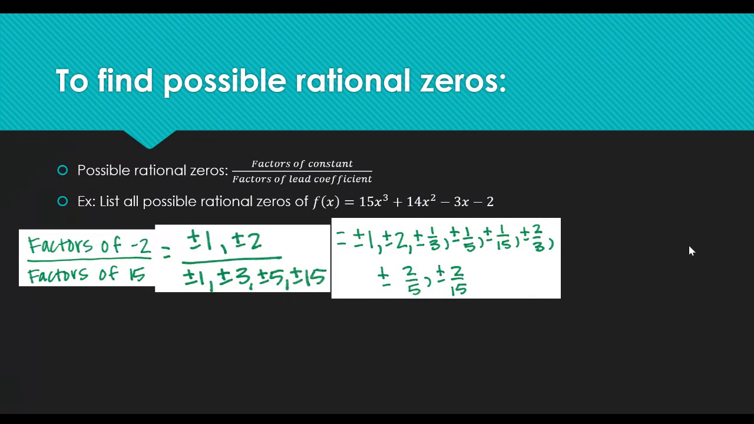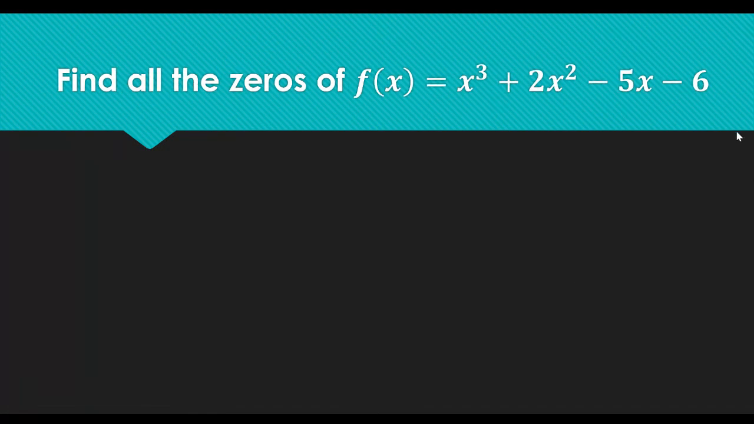So that brings us to actually finding all the zeros. Find all the zeros of f of x equals x cubed plus 2x squared minus 5x minus 6. Find all the zeros. Find all the solutions. Solve the equation. Those all mean the same thing.